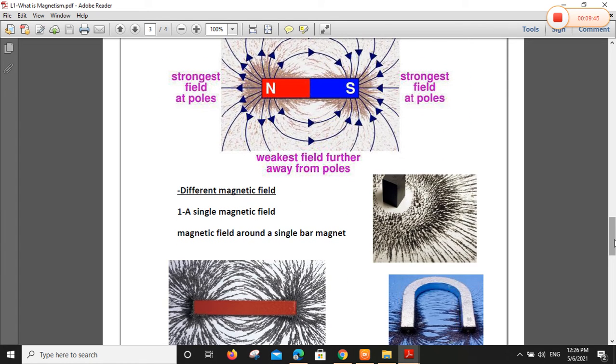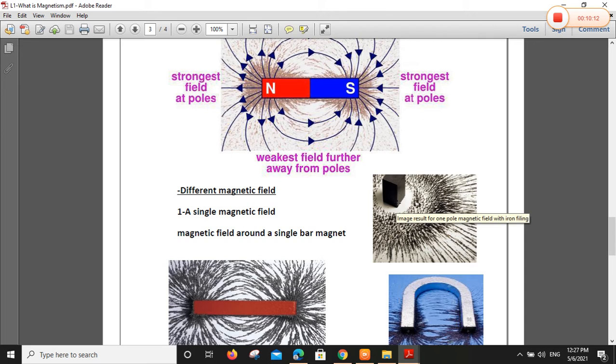Look at different magnetic fields. We have a single magnetic field and we have a combined magnetic field. Single magnetic field: the magnetic field around a single bar magnet. Look at this bar magnet vertically. Look at the lines out. If north, it will go out. If south, it will move toward it or enter it.